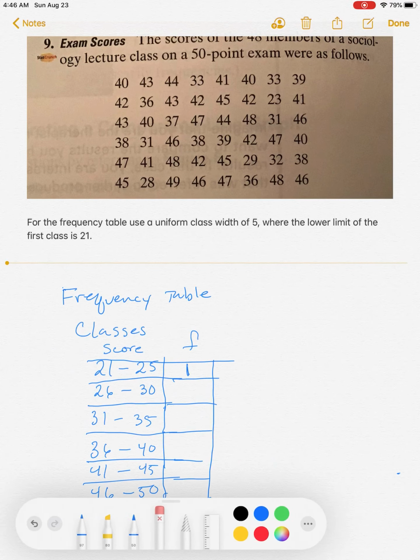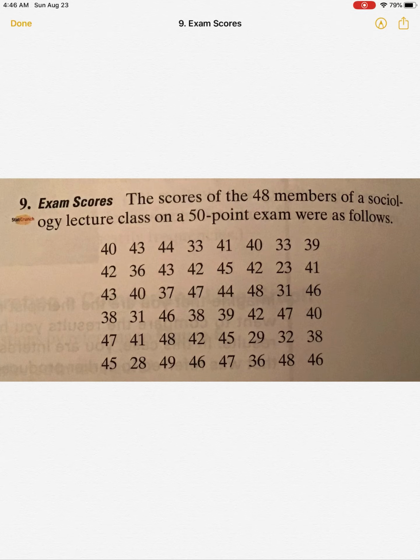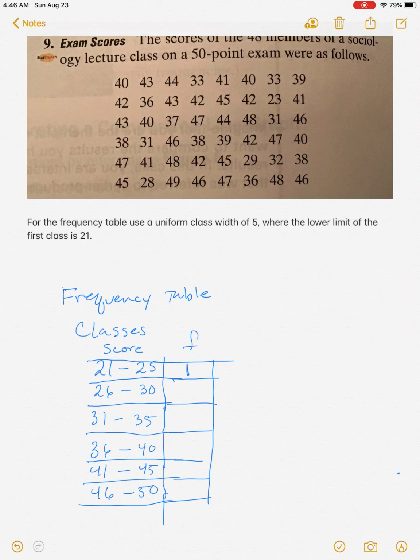Then as I go to the next row, I'm interested in numbers between 26 and 30. So I'll make this big again. Nothing in the first row, nothing in the second row. Looking for 26 to 30. Nothing in the third row, fourth row. I have a 29 in that fifth row and a 28 in the sixth row. So it looks like I have two. And so I'm going to put a 2.